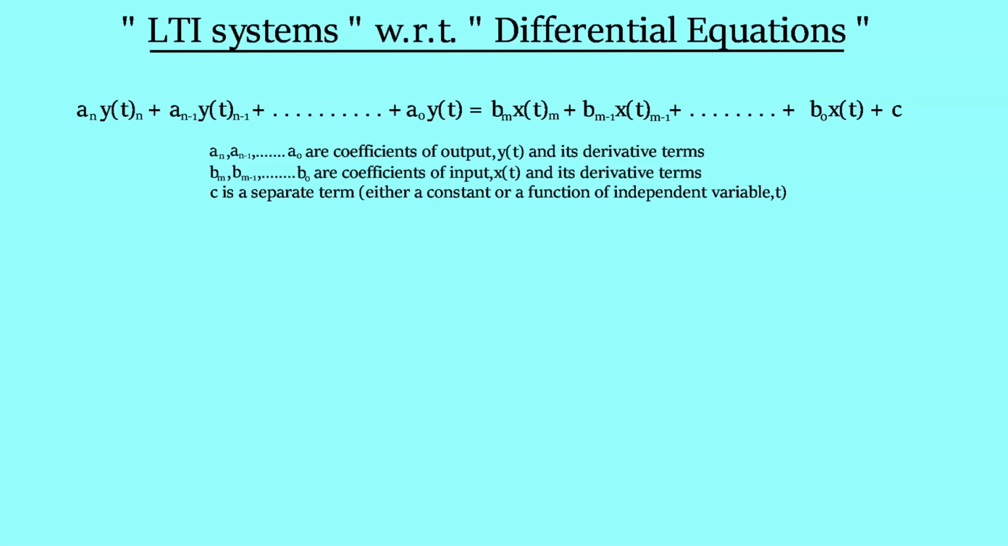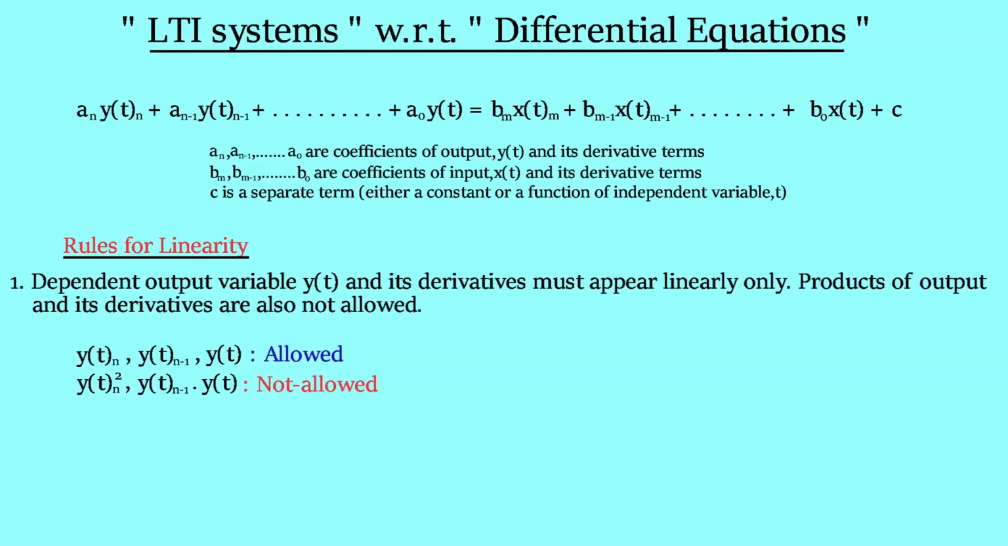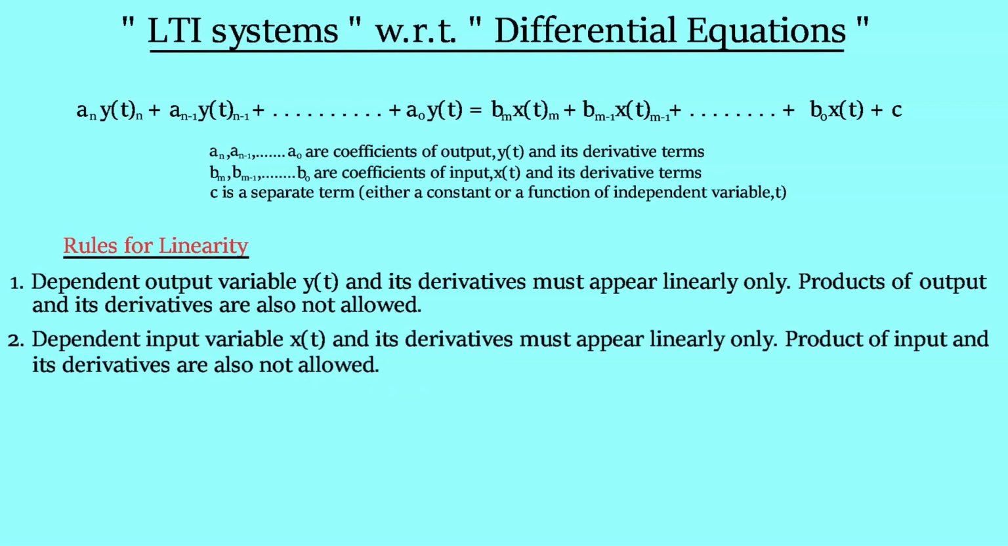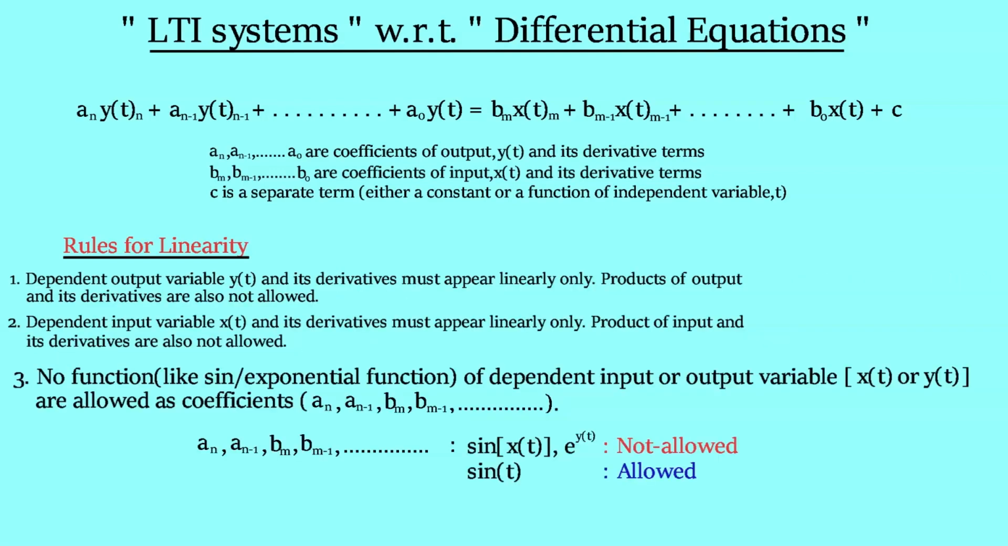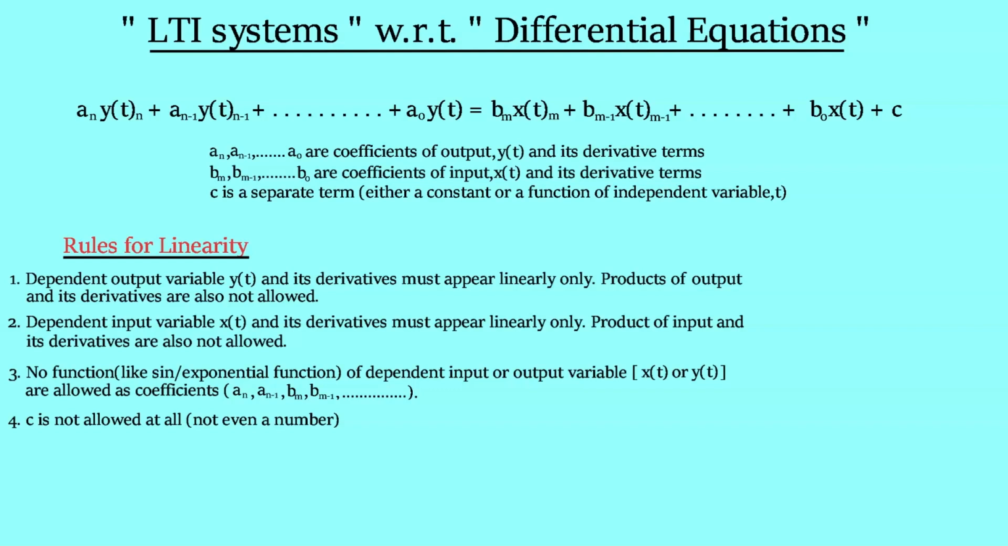There are rules which a differential equation has to follow for the equation to be a linear equation. First rule is the dependent output variable and its derivative must appear linearly. Even their products are not allowed at all. The same goes for the input dependent variable x(t). The third rule is no function of dependent input or the dependent output variable is allowed for any coefficient. The constant c is not allowed at all. Well, these are the rules for linearity of a differential equation.